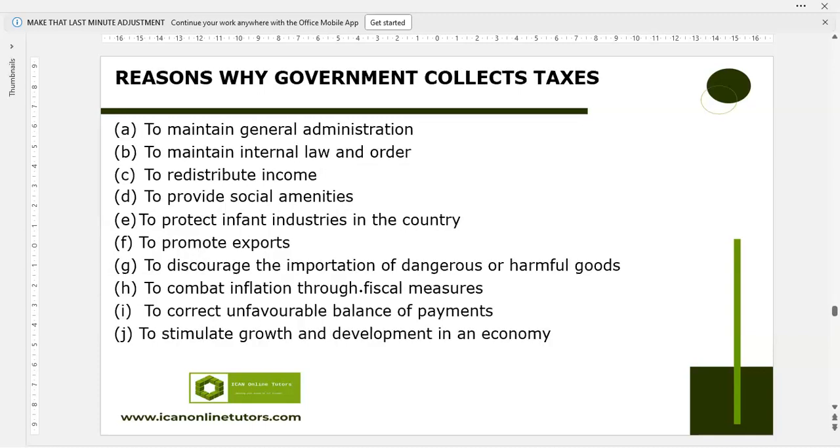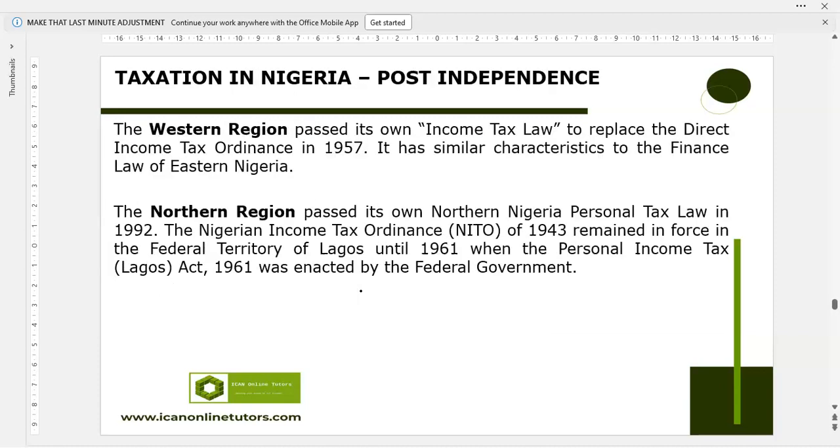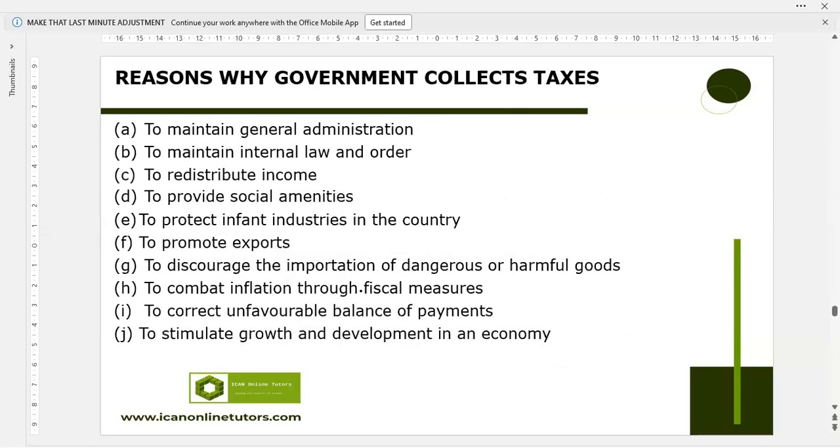Okay, so then we have reasons why governments collect taxes. So one is to maintain general administration. I told you we are paying their salary. It's our money they are using. So anytime any one of them misbehaves, let's bring them out. My friend, it's not easy. Okay, so it's to maintain general administration.